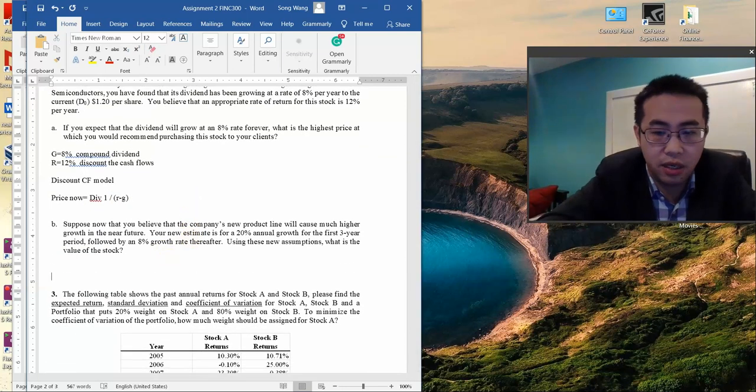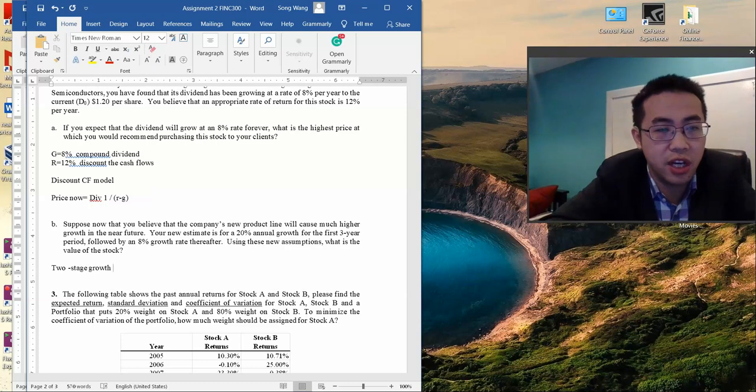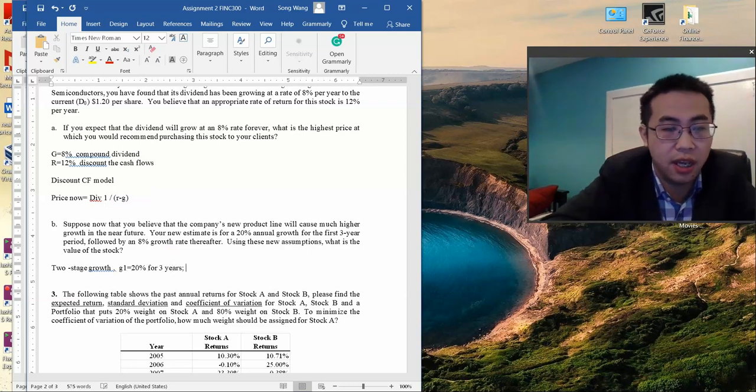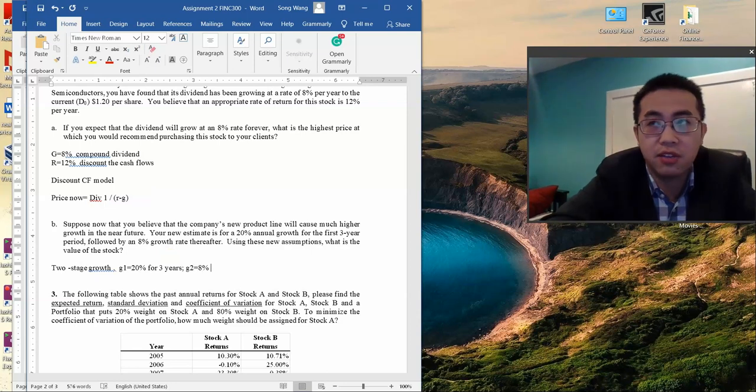And for the second part, we change our assumptions. You have a 2-stage growth rate. The first stage provides a growth rate G1 equal to 20%, and it lasts for 3 years. And then the second growth rate is 8%, and that's going to last forever, from the fourth year till infinity. Just say till judgment day.